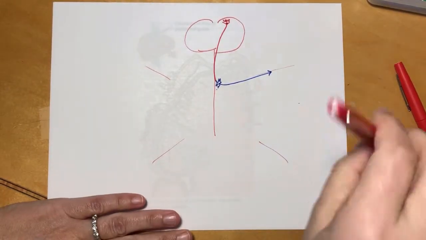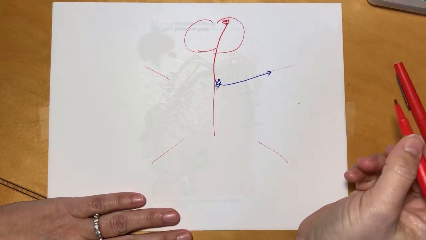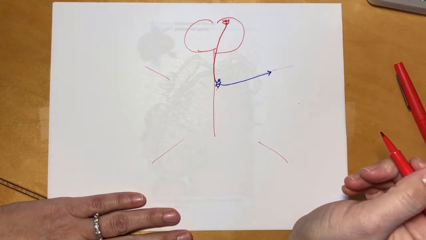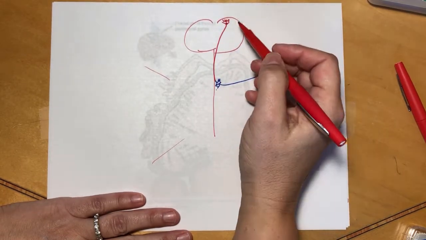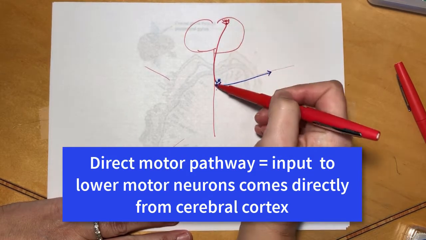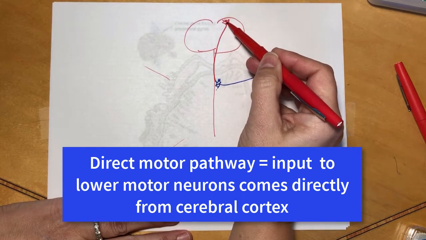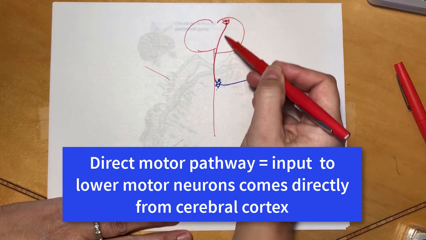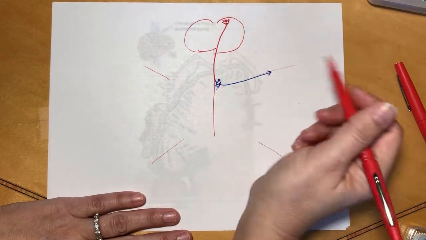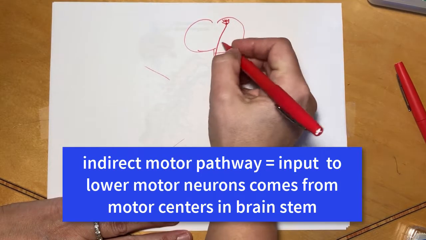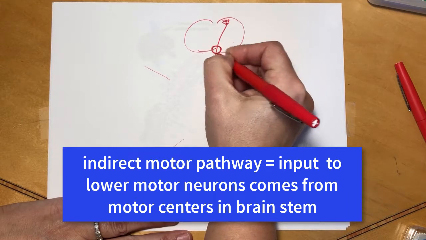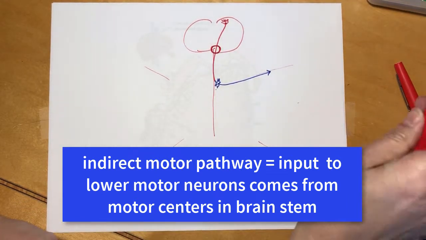We also have two different types of pathways. A direct motor pathway is what I've drawn here, where the input to the lower motor neuron is coming directly from the cerebral cortex. An indirect pathway is when the lower motor neuron receives its information from an area in the brainstem. So this is when the cerebellum gets involved.